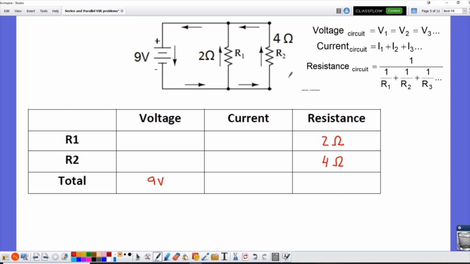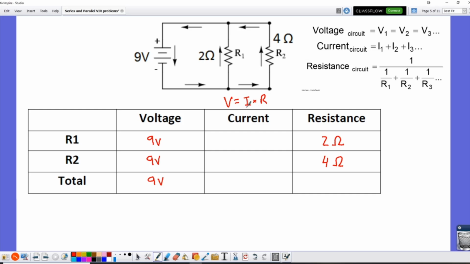Taking a look at our rules here for parallel circuits, we can also identify the voltage of everything else in the circuit because of this rule right here. This rule says that the voltage of the circuit is equal everywhere. So 9 volts total means that resistor 1 and 2 both get 9 volts. That being said, we know that the current can be calculated using Ohm's law, V equals I times R.